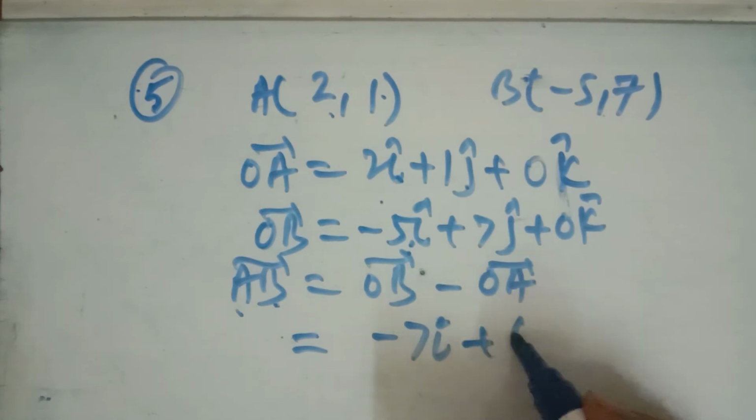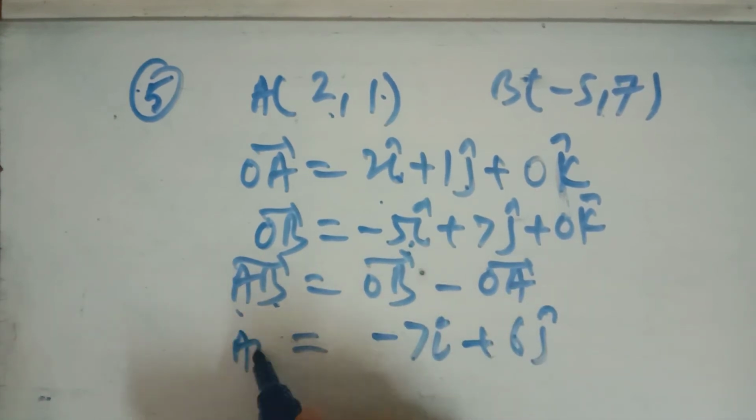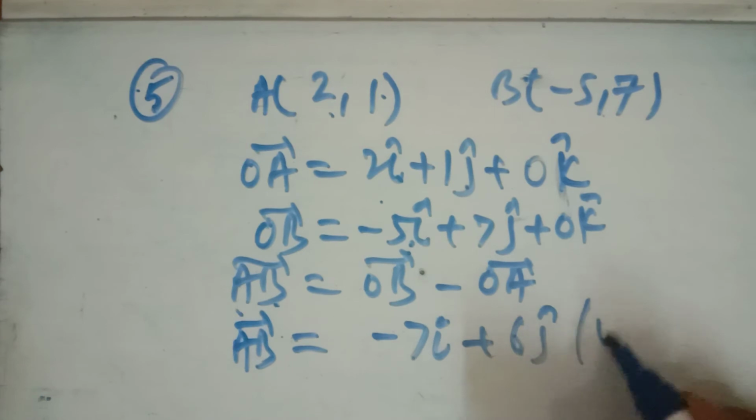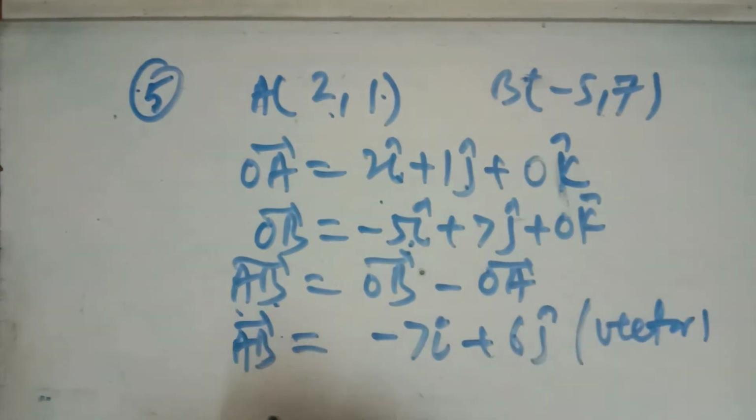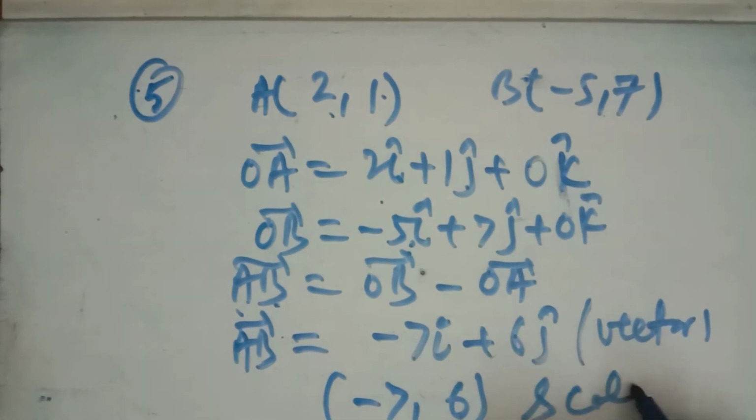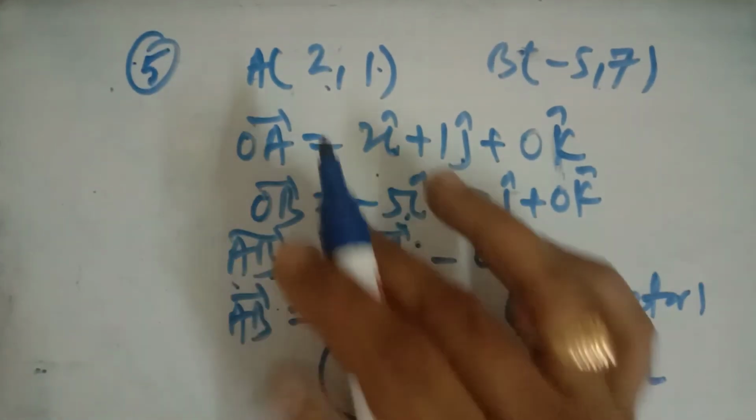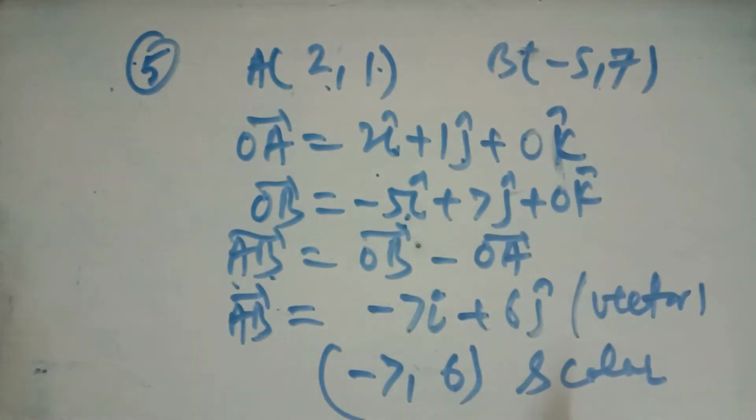So OB minus OA, we subtract, and this gives minus 7i plus 6j. So this is the vector component of the vector. Now the scalar component is -7 and 6. Remove i and j. This is the scalar component of the vector whose initial point is A and the termination point is B.